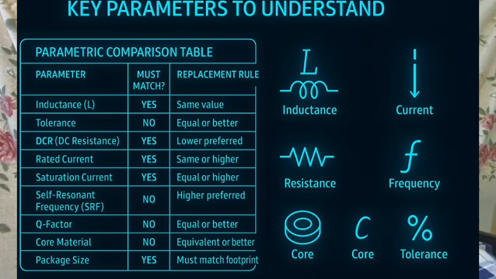Coming to the parameters, the inductance value should be the same and should not deviate, and a lower tolerance is better. If you are getting a higher tolerance, it is less precise. Lower tolerance value is always better. Next comes DCR, which is DC resistance. Lower is preferred, because it should have very good resistive capabilities.